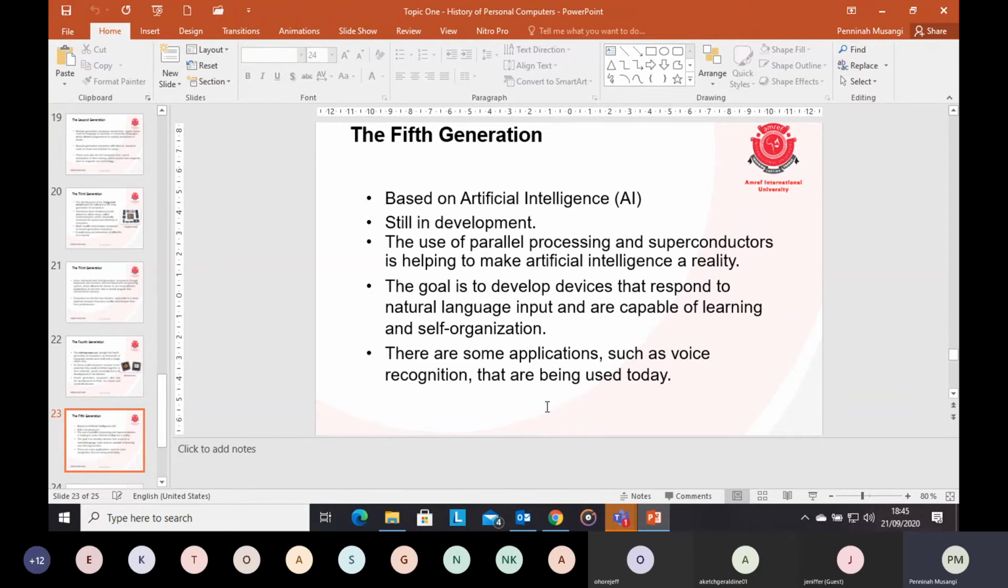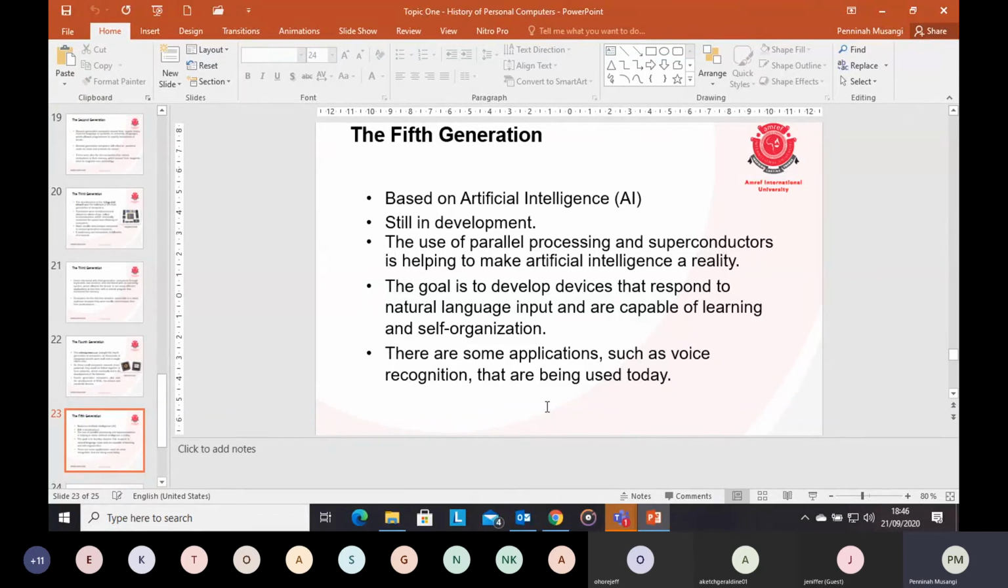And we are saying that 5th generation computers are still in development. We are seeing them, but they are still in development. And that's the reason I've said we are not yet in the 6th generation, because 5th generation computers are still in development. What is making the 5th generation computers have artificial intelligence is the use of parallel processing and the use of superconductors. Those are the main two things making artificial intelligence a reality.